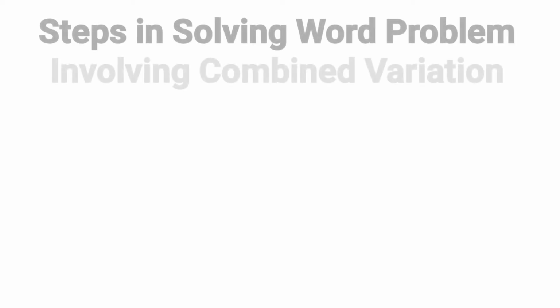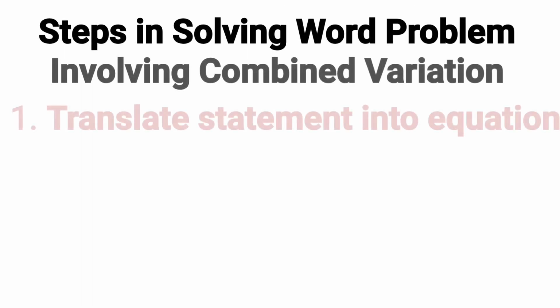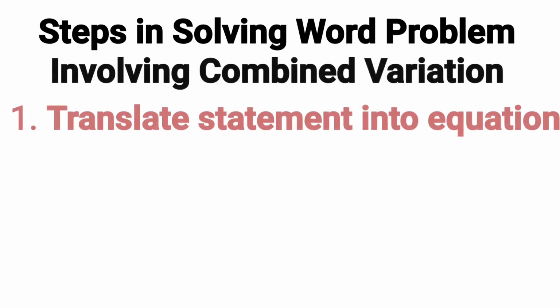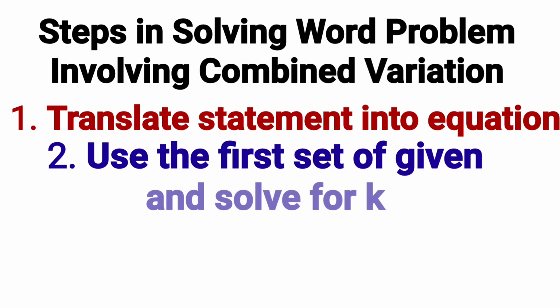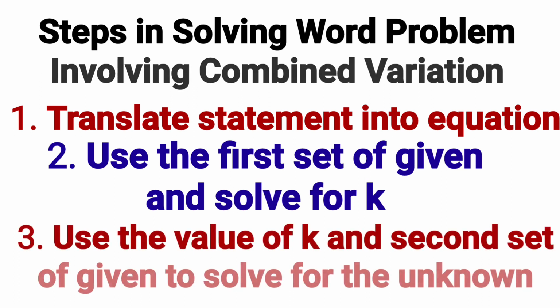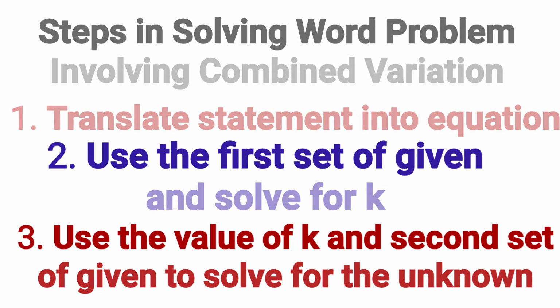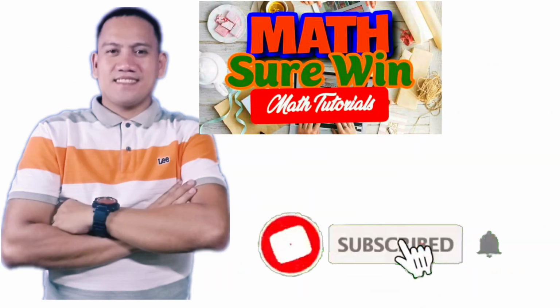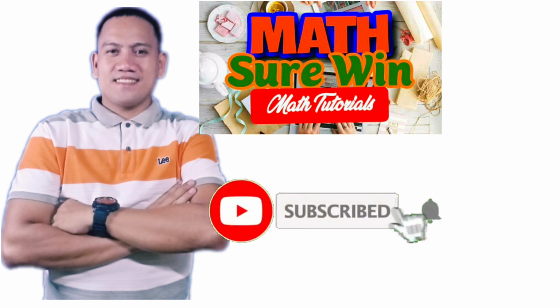So just remember the steps in solving our word problem. First, we need to translate our statement into equation. Second, we will solve for the constant of variation using the first set of given. And third, we will solve for the unknown variable using the second set of given and the value of our k. Hope this idea will really help us as we deal with word problems involving combined variation.